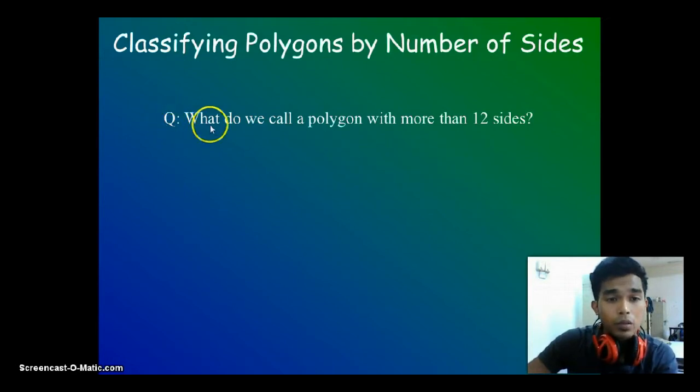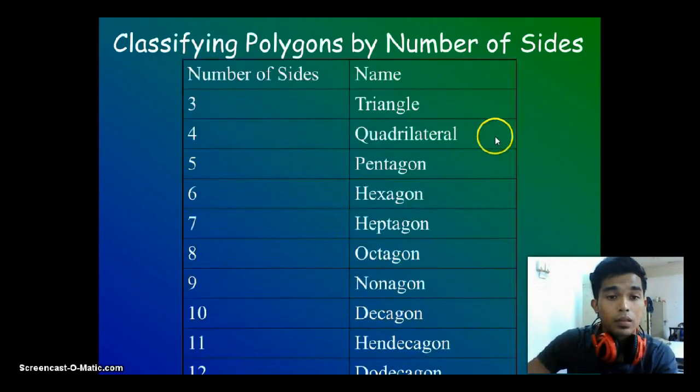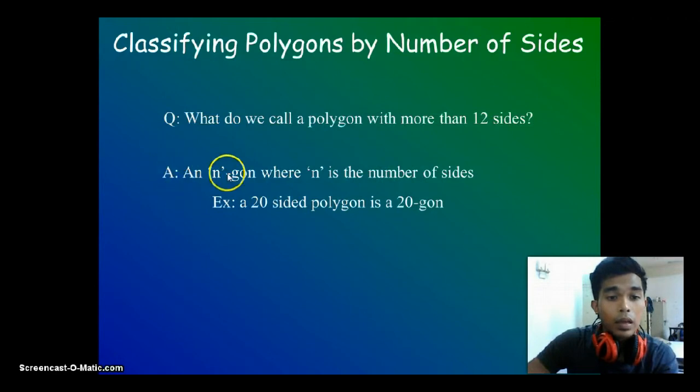So here's a question. What do we call a polygon with more than 12 sides? The answer is an n-gon, where n is the number of sides. For example, a 20-sided polygon is a 20-gon. So after 13, 14, 15, 16, etc., we call the polygon by the number added with dash gon. So for example, 13-gon, 14-gon, 15-gon, and etc.